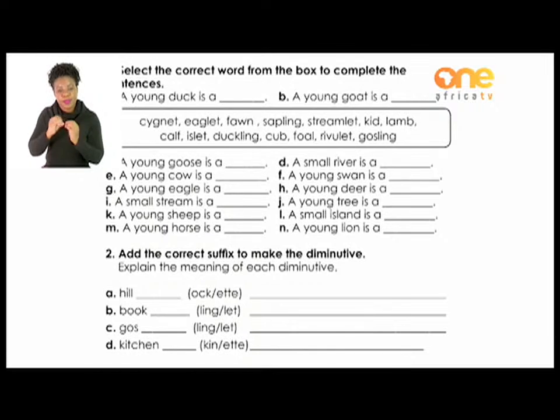And then activity 2 on the same page, it says, add the correct suffix to make the diminutive, explain the meaning of each diminutive. For instance, we have hill. Do we say hillock or hillet? The answer should be hillock. That's a small hill. Then book. Do we say bookling or booklet? The answer should be booklet, meaning a small book. So you continue with the remaining activities. Now, activity 3, that is on page 5. Let's turn to page 5.